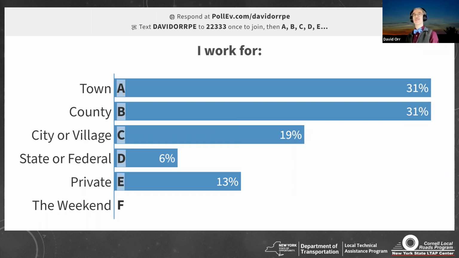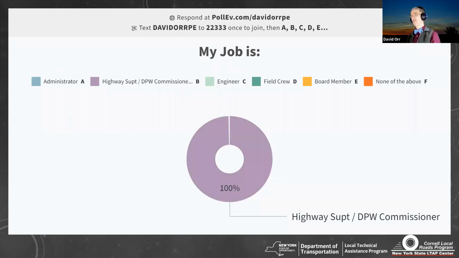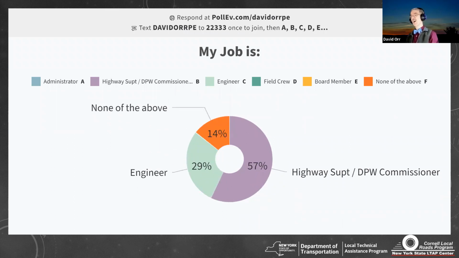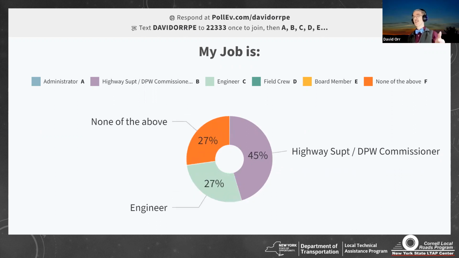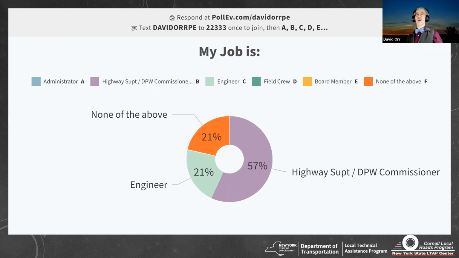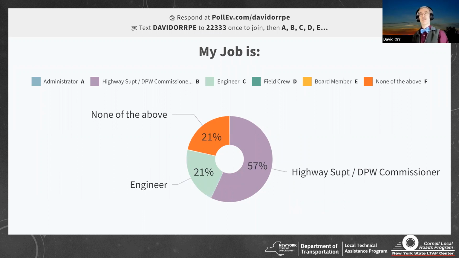Now let's see what your job is, because this is actually maybe even more important. What is your job? Are you an administrator, mostly in the office? Are you a highway superintendent or DPW commissioner? Are you an engineer? Are you in the field crew, driving truck, things like that? Are you a board member? And just because of space, I didn't put it in, that also includes our mayors, our town supervisors. If you're an elected person, put down board member. And if you're none of the above, you can put down F. And if you do that, type into the Q&A for me what your title is, just so I get a sense of who's on the call today.